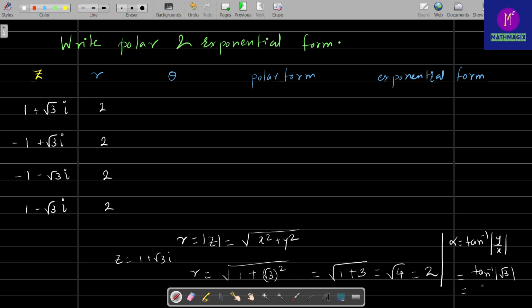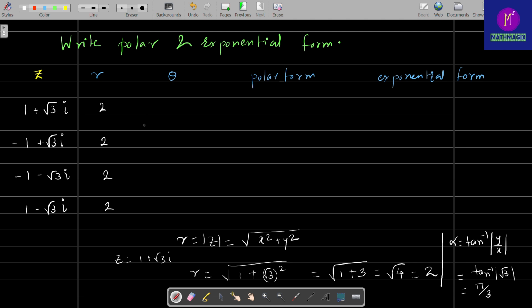Tan inverse of root 3 we will get as pi by 3. So alpha is clearly pi by 3. For all these numbers, 1 plus root 3i, minus 1 plus root 3i, minus 1 minus root 3i and 1 minus root 3i, alpha will remain the same, because in all these cases alpha will be tan inverse of modulus of either plus or minus root 3, which is nothing but tan inverse of root 3. So the answer will turn out to be pi by 3 in all cases.